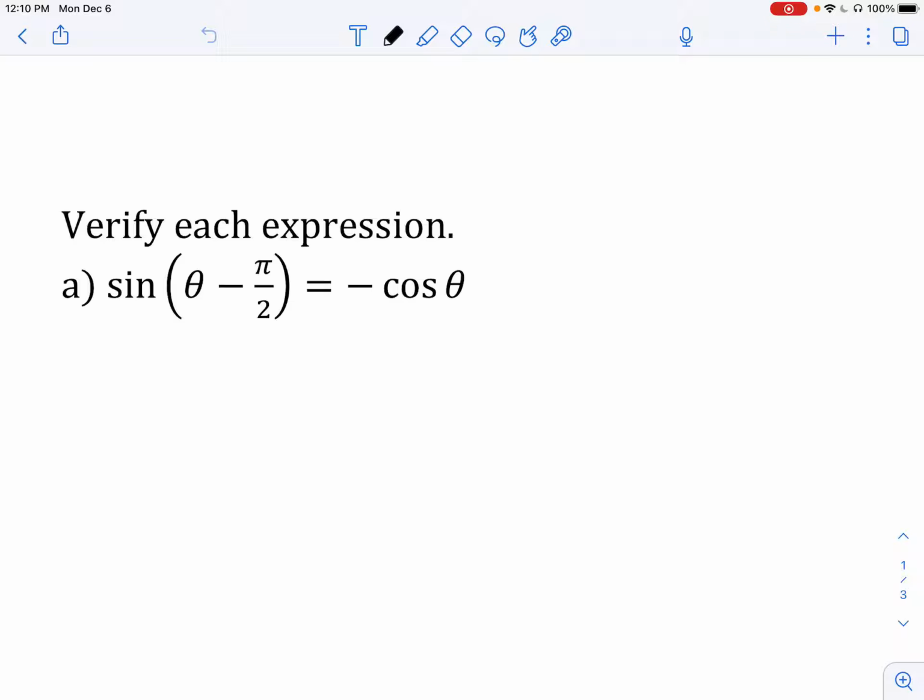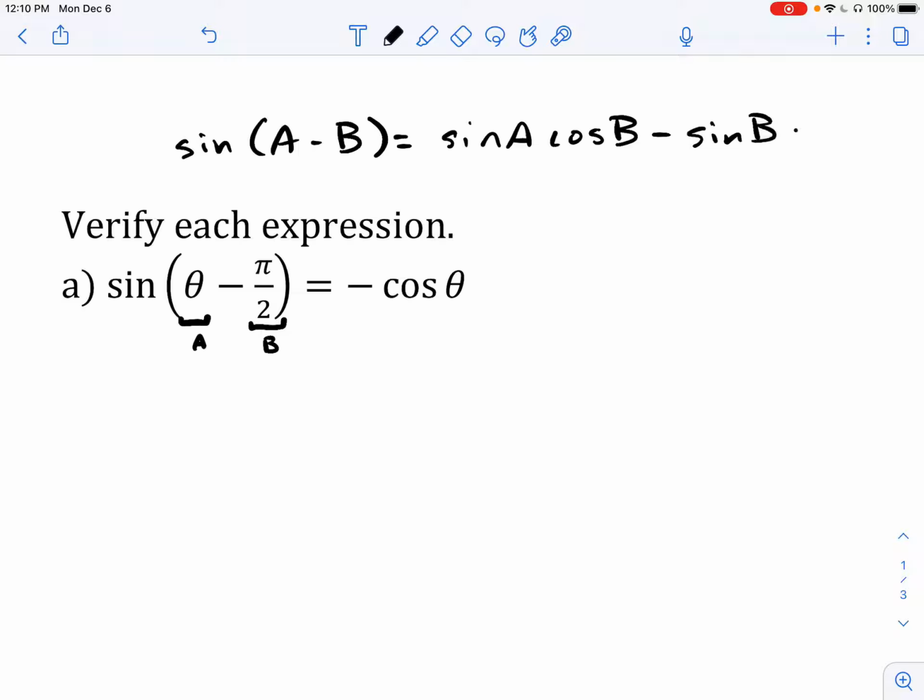And what we want to do is verify that this is indeed the case. So we notice that we're taking the sine of some angle minus another angle. So we can think of this as the sine of some angle A minus some other angle B. If we think about this in terms of the sum and difference formulas, we know that sine A minus B is equal to sine A cosine B minus sine B cosine A.